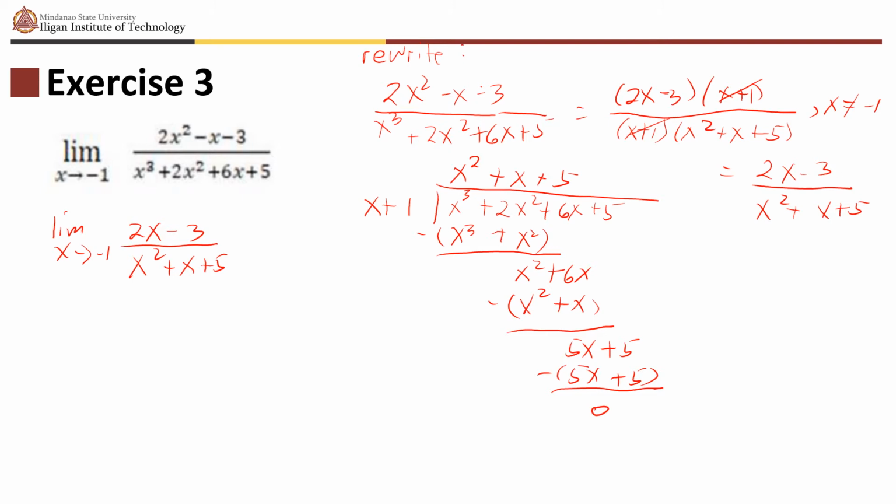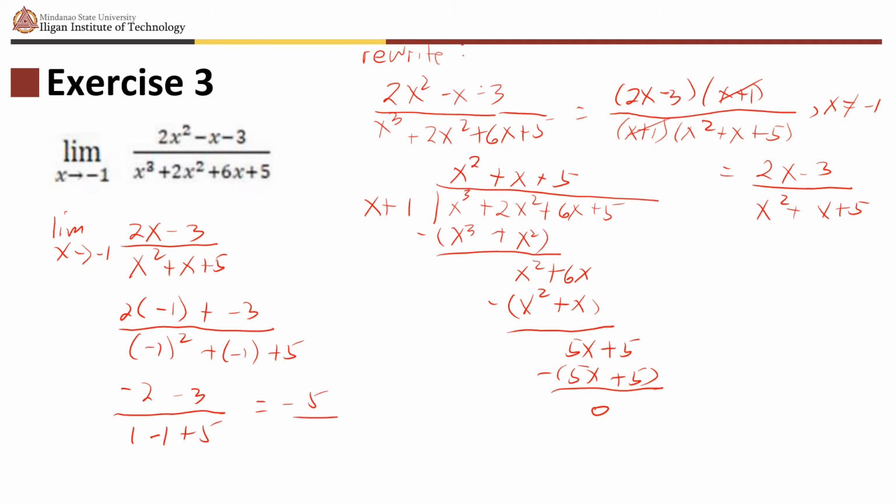So the value of this will now be 2 times negative 1 plus negative 3 all over negative 1 squared plus negative 1 plus 5, which is negative 2 minus 3 all over 1 minus 1 plus 5, which is equal to negative 5 over positive 5, which is equal to negative 1. Meaning to say the limit of this function here is equal to negative 1.